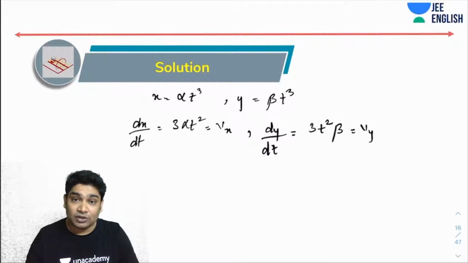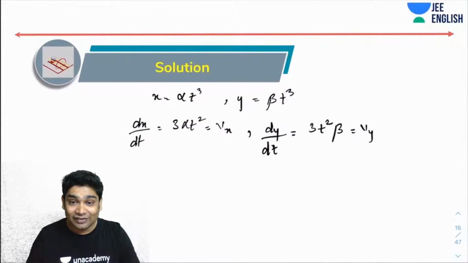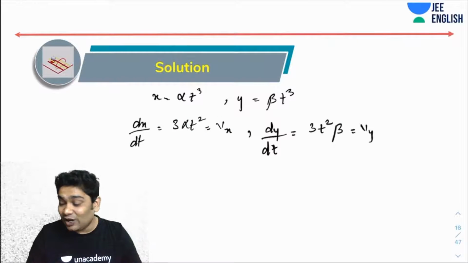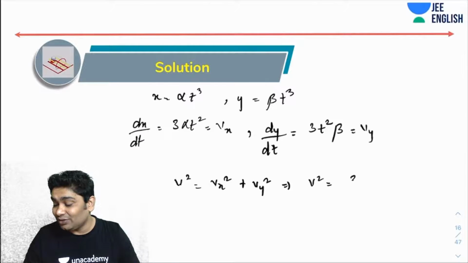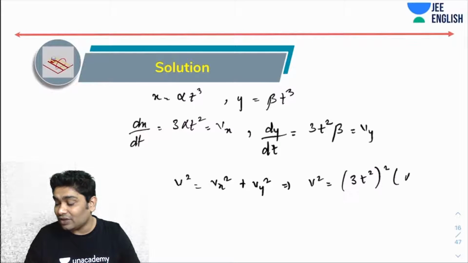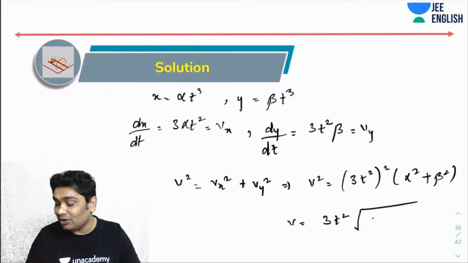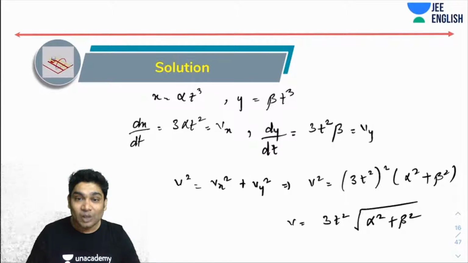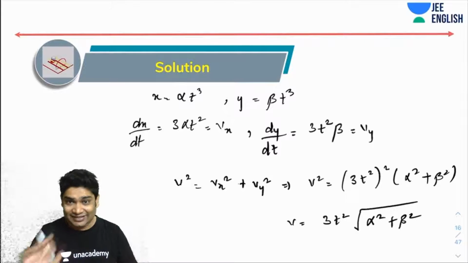So you know your x component of the velocity, you know your y component of the velocity. Now only x and y are changing, and nothing is said about the z coordinate, so I will assume that the z velocity is 0. Once I know Vx and Vy, I know how to find V. V square is Vx square plus Vy square, correct? Using this, V square would be equal to 3t square, taking the entire square common, into alpha square plus beta square. So V equals 3t square root of alpha square plus beta square. As simple as that. Nothing too complicated about this. Very easy to solve. Just remember that this is how you would have done it.